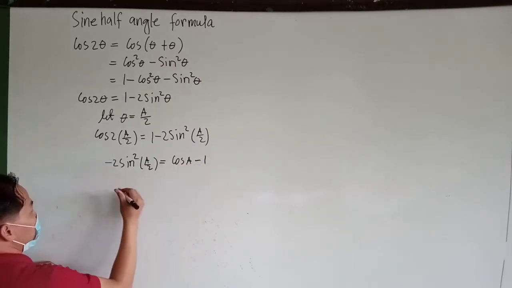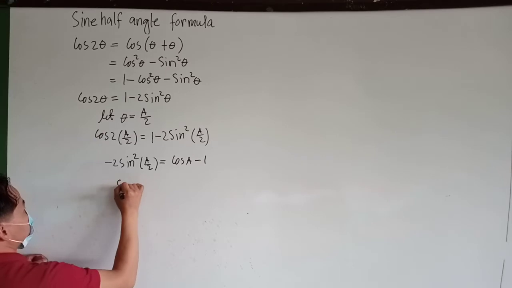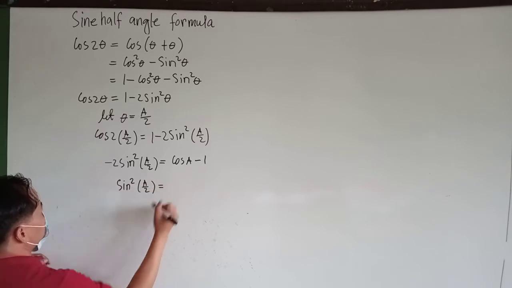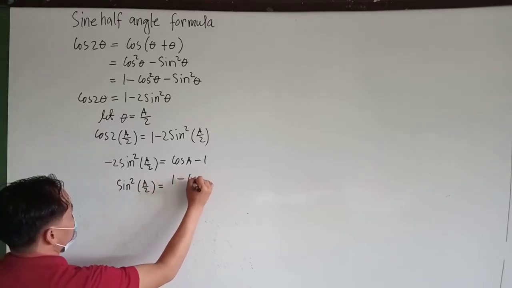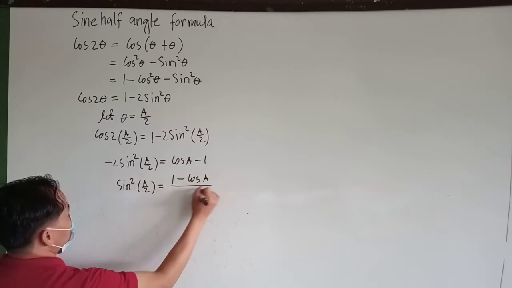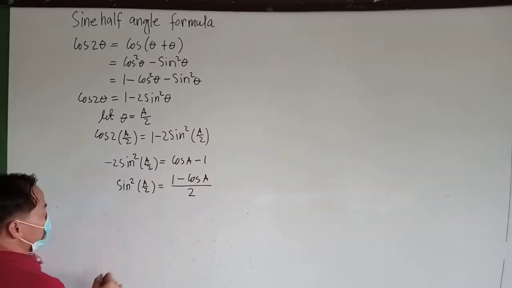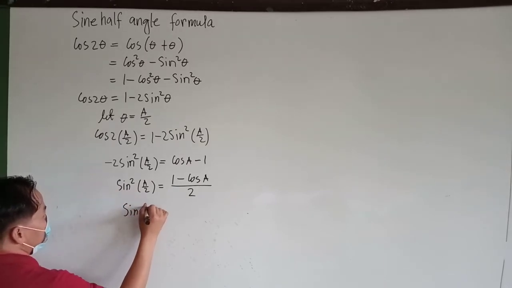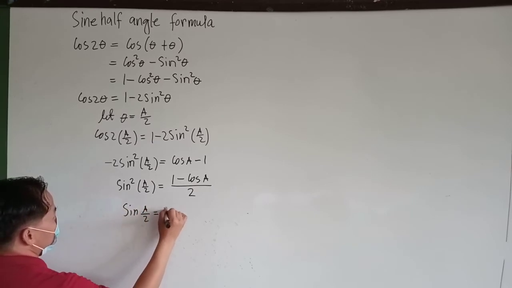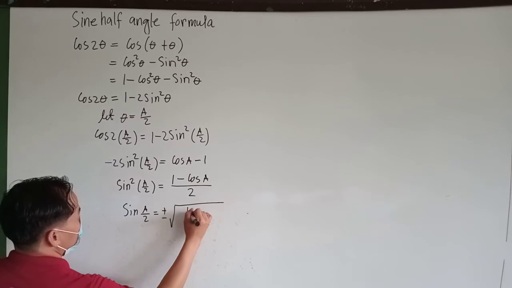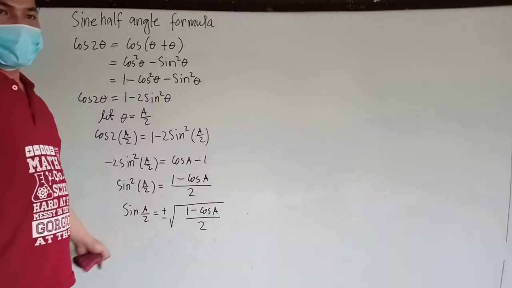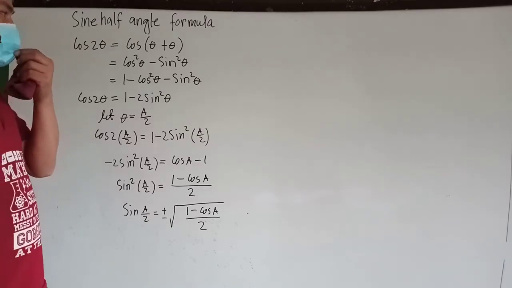Then we can divide both sides by negative 2. So we have sine squared of a over 2 is equivalent to 1 minus cos of a over 2. Then take the square root of both sides. So we have a formula for the half angle for the sine: sine of a over 2 equals plus or minus the square root of 1 minus cos of a over 2. So this will be our formula to be used in finding the exact value of the half angle pertaining to the sine function. Okay?